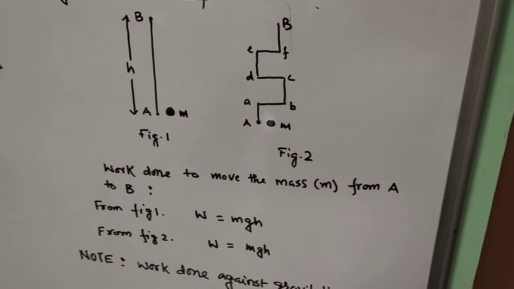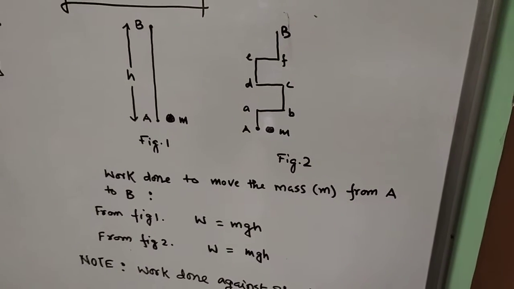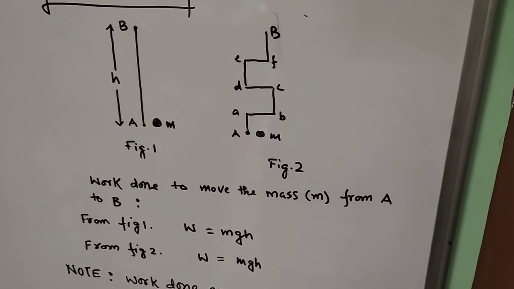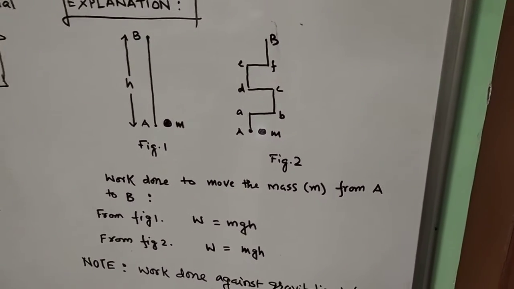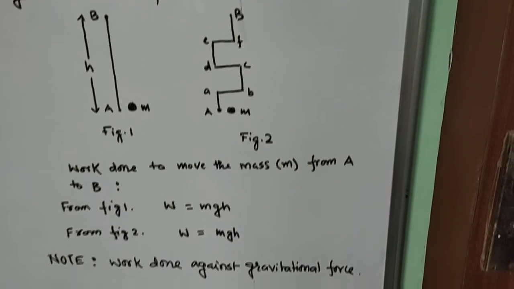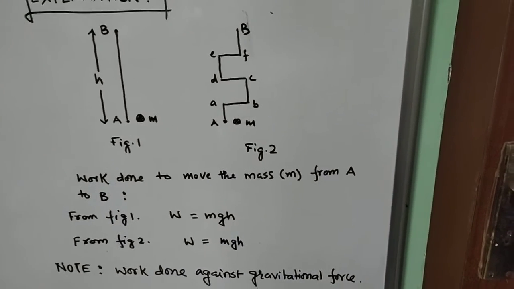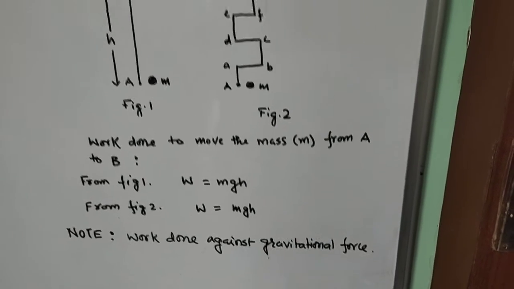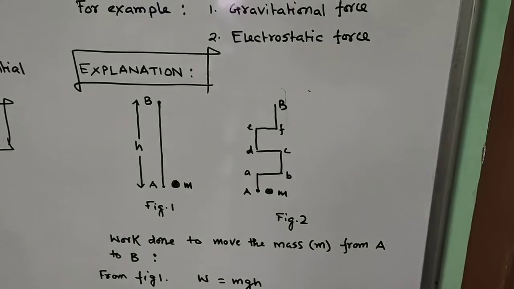So you see the work done remains the same in both the cases because the initial and final positions, A and B, are the same, and it is independent of the path followed. That's why gravitational force is a conservative force. Here we have performed work against the gravitational force. That's why we have written in the note: work done against gravitational force.